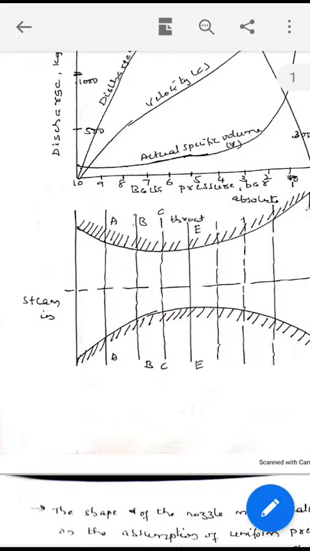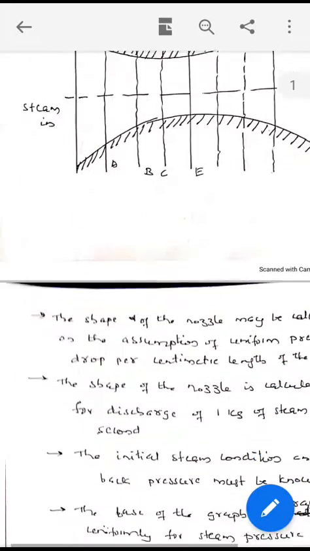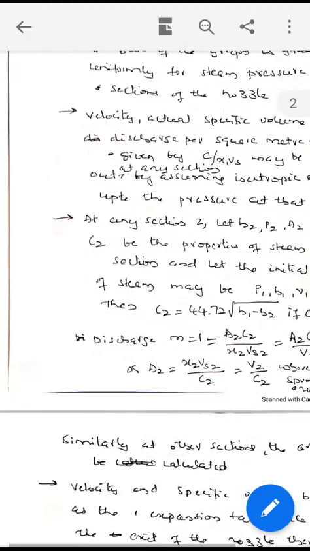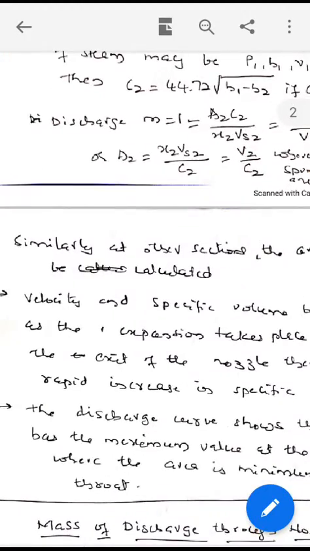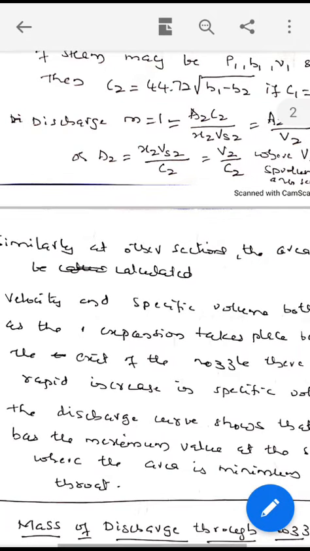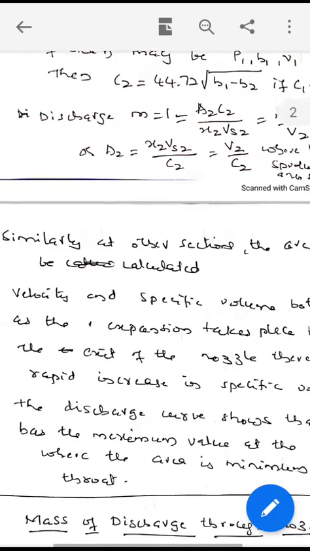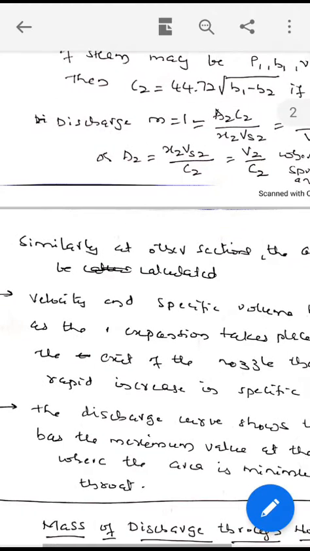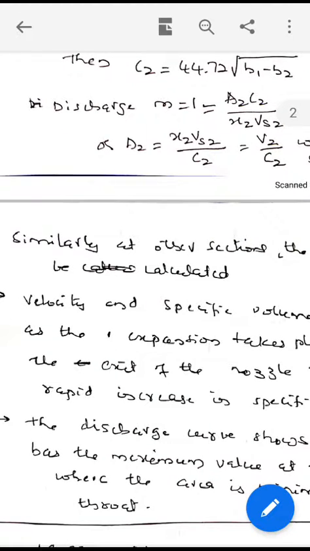Then the specific volume, small vz, is also found out at that section by knowing the condition of the steam corresponding to the pressure at that section. So by knowing the velocity and specific volume, we can find out the area at any section. Az is equal to vz divided by capital Cz. Similarly we can find out the area at all the other sections.